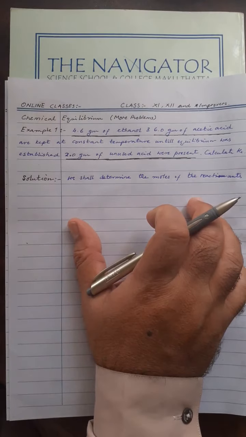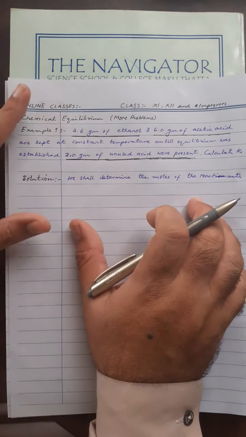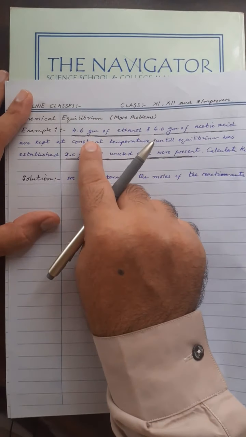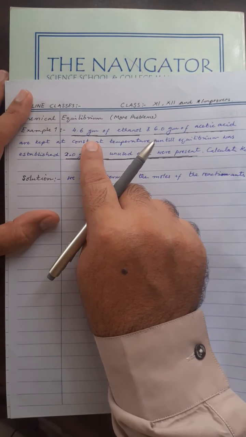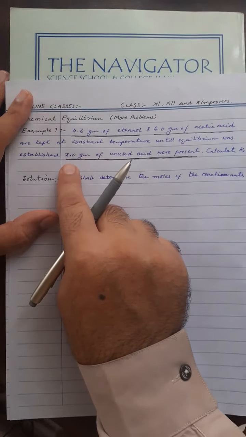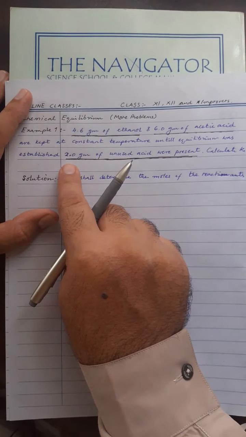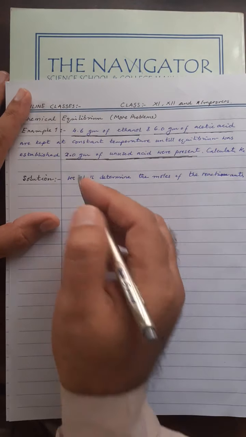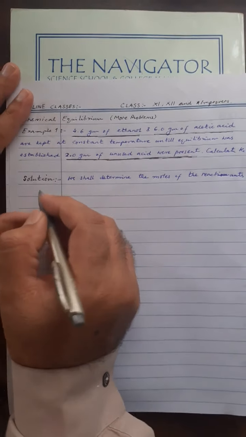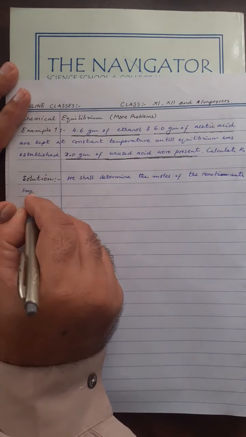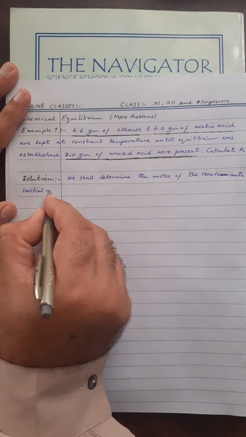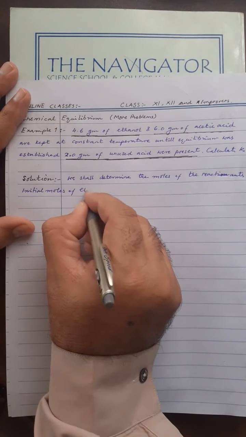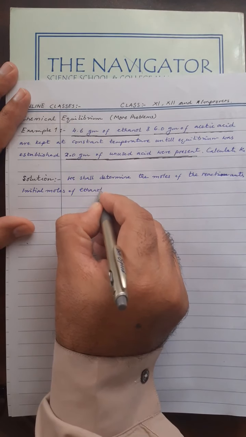Now you can see that, my dear friends, we have the grams before the reaction, before the equilibrium was established or achieved, and the grams of the reactant once the equilibrium was established. So we will calculate moles in both cases. Okay, we can write like this: initial moles of ethyl alcohol or ethanol.